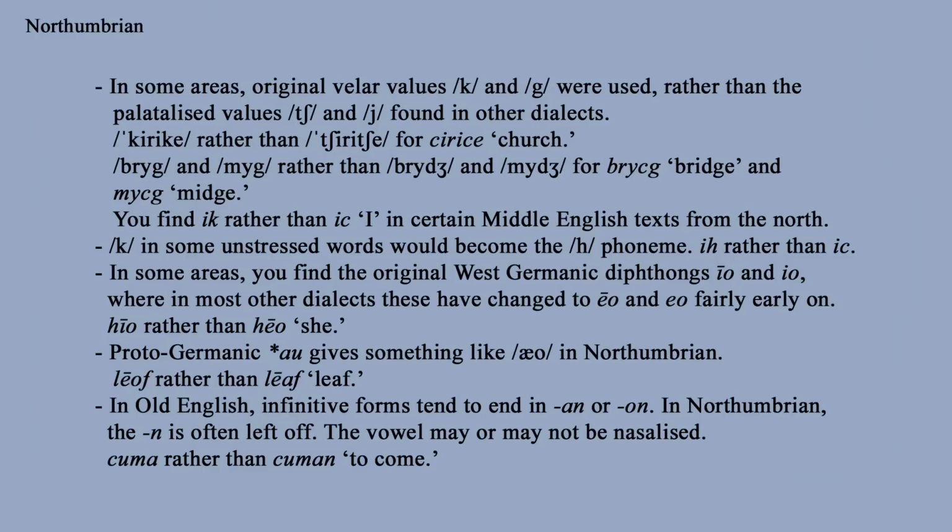Specifically to Northumbrian, certain areas of Northumbria would have had certain consonants, velar "k" and "g", where most other dialects would have had them palatalized, "ch" and "y". So something like "chiriche" might be "kirike", "brycg" might be "brug", "mycg" might be "mug", "ic" would have been "ik" in certain areas of Northumbria, and you can tell that from Middle English spellings of the word, Northern Middle English spellings.